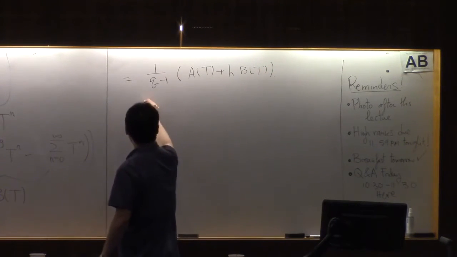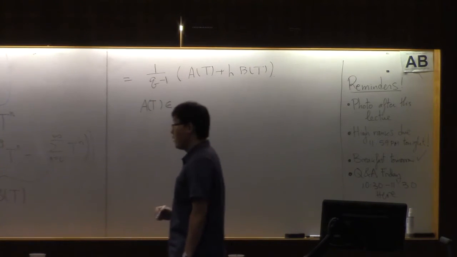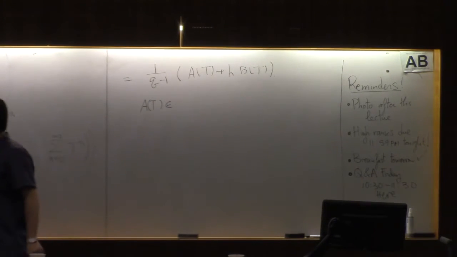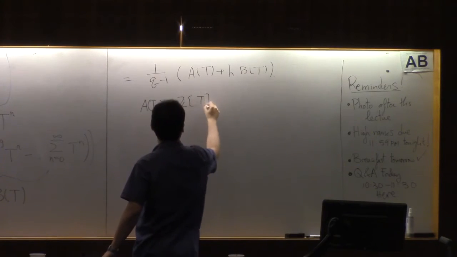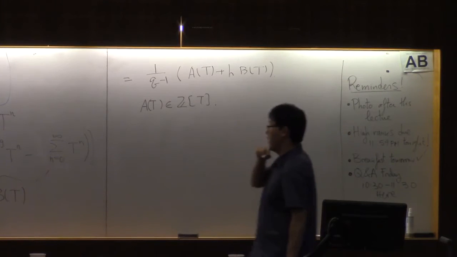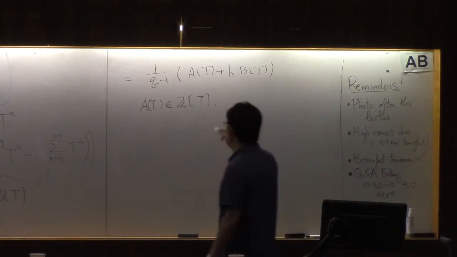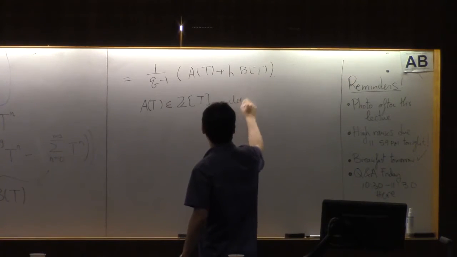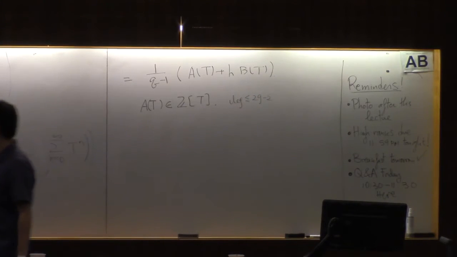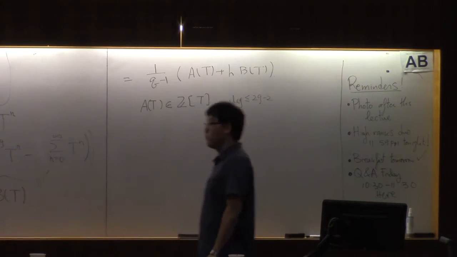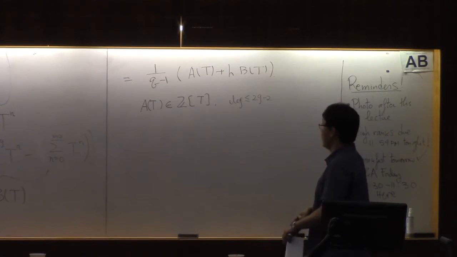So what is A(t)? A(t) here is just a polynomial. Actually, it has coefficients in the ring of integers. And the degree is smaller or equal to 2g minus 2, because here the largest exponent is 2g minus 2. Okay, so this is A(t).